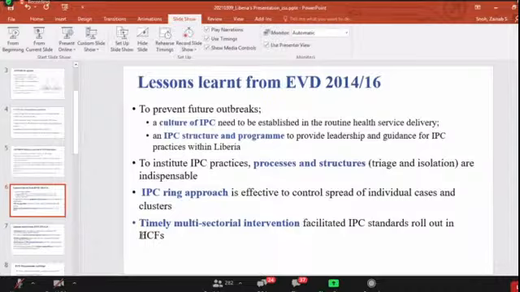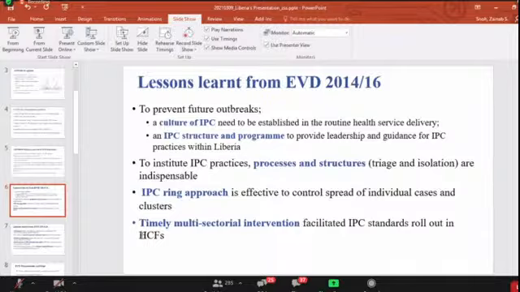To institute IPC practices, processes, and structures, we also learned that we needed isolation facilities, and we needed to ensure that the triage process is ongoing. So to ensure that that happens in the country, we had UNOPS in collaboration with the Ministry of Health constructing isolation facilities at some of our counties' hospitals. And those facilities also ensure that the triage process is ongoing, with people assigned to ensure that every patient entering the facility is triaged.